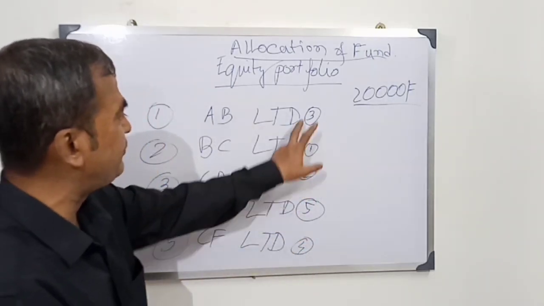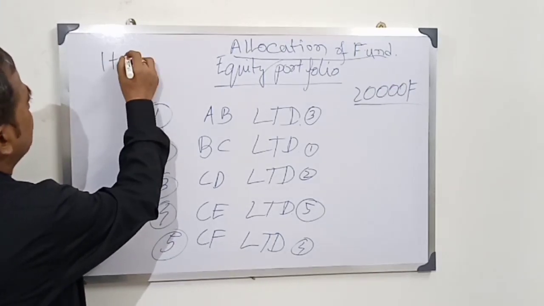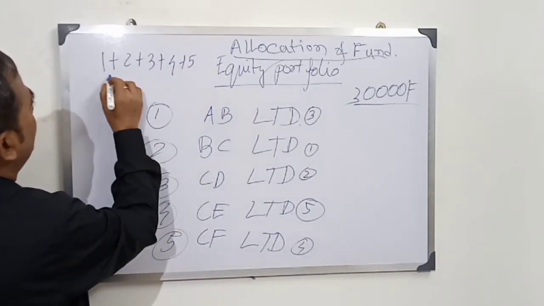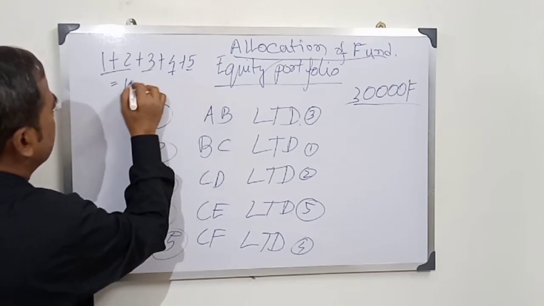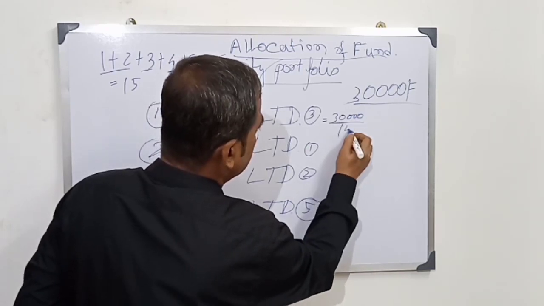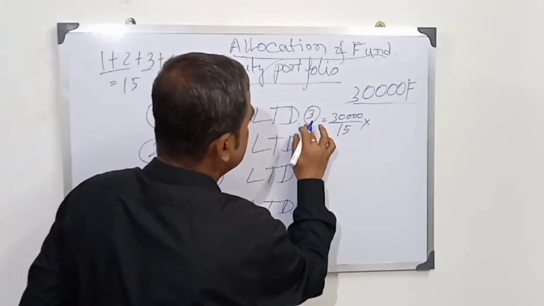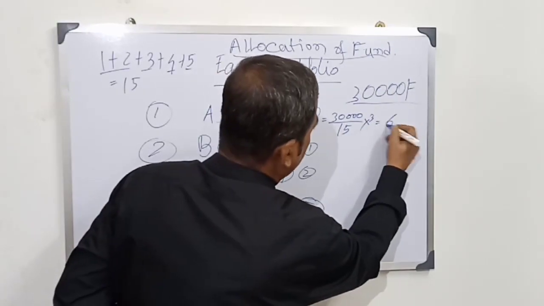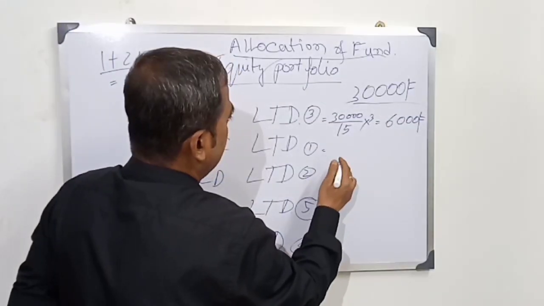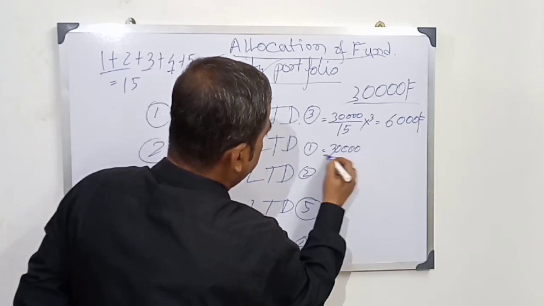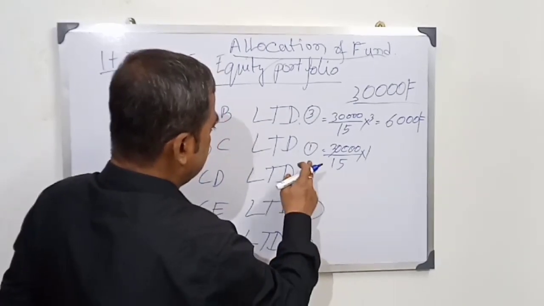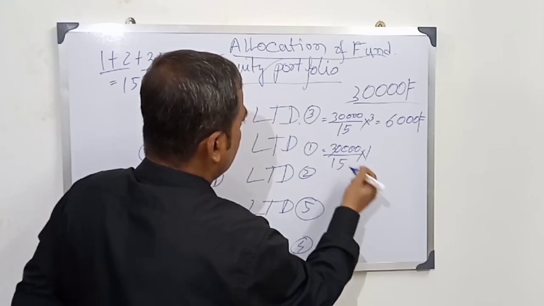Now there are 1, 2, 3, 4, 5 companies. I graded ranks 1 plus 2 plus 3, for simplicity a fund of 30,000, plus 4 plus 5. So 1 plus 2 is 3, 3 plus 3 is 6, 10, plus 15. The total is 15. Now how much will I allocate? 30,000 divided by 15 is the weight of ranking. So this one is 2,000, and for rank 3 I must allocate 6,000 rupees into AB Limited.